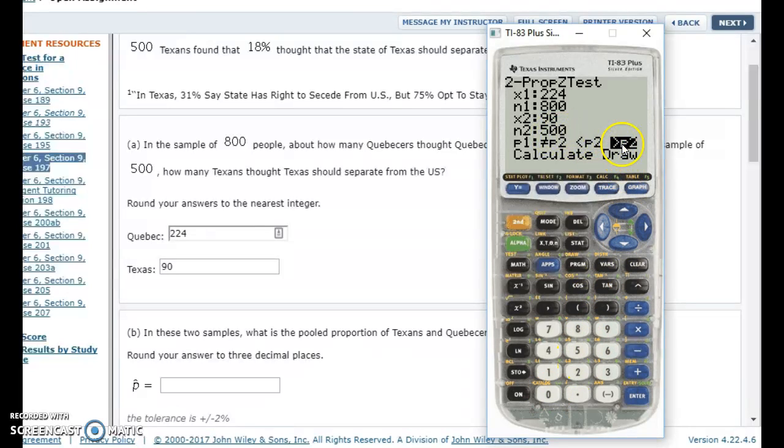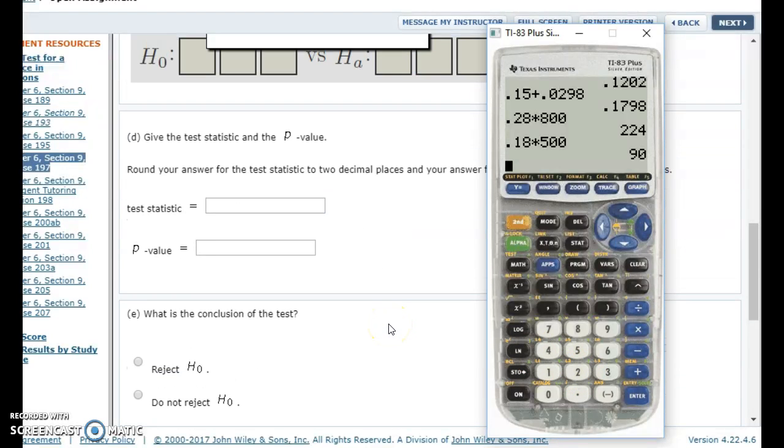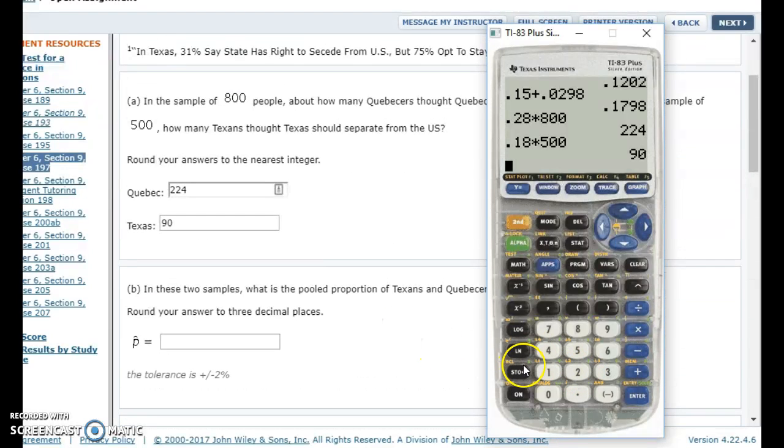Now, before we get to the test, we're going to have to decide about the null hypothesis. In this case, a pooled proportion. So I'm going to pool the numbers that I've got. I've got 224 and 90 people. So these are the people that think, yes, we should be separate. And then altogether we had 1,300 people.